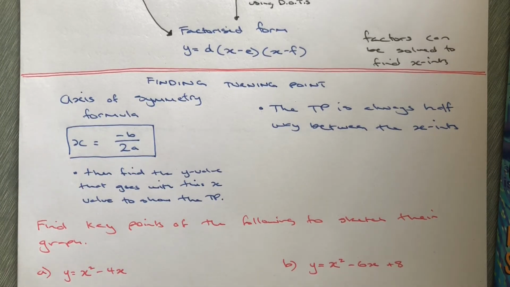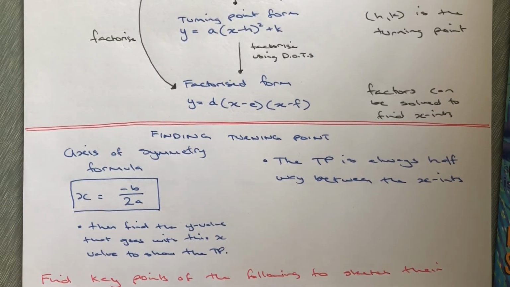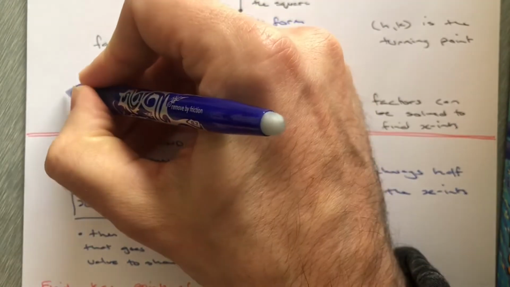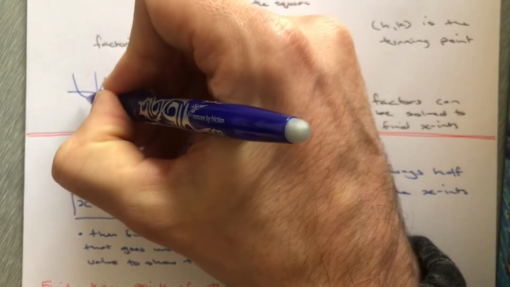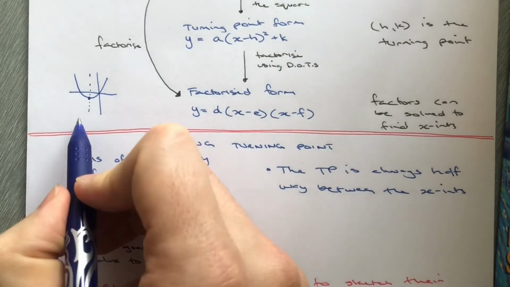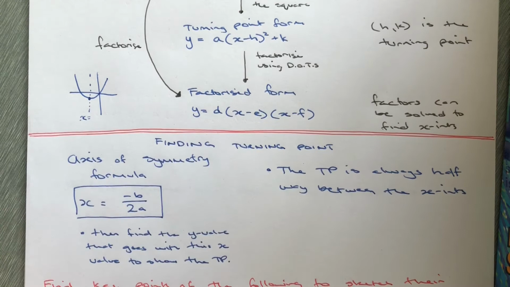Now, the other day, some people were finding it hard to locate where the turning point was. Now, hopefully we remember that the turning point is on the axis of symmetry. So I might just do a little drawing up here. If we have our parabola, let's just say it goes like that. The turning point's here. The axis of symmetry is this little vertical line that goes down there. Okay, so it's actually the x value of the turning point.